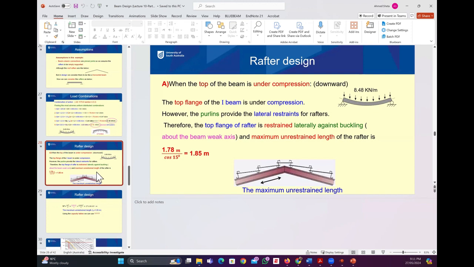So when we add the purlin or the secondary beam in the example I have solved, these purlins work as a lateral restraint for the rafter. So the rafter becomes restrained, and the unrestrained length, or the L effective length for the beam, becomes the distance or the spacing between the beams or the purlins.